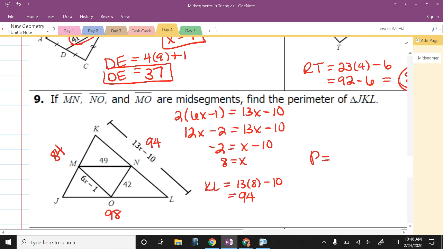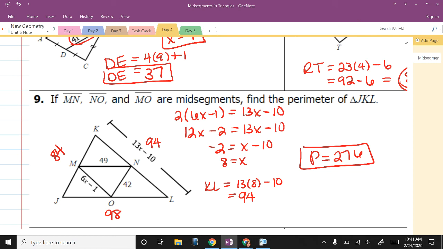So for the perimeter, we add all 3 outside sides: 94 plus 84 plus 98. What do we get? 276. They didn't tell me any units, so if they had said inches or centimeters, we would have included those. I found X first because I didn't want to jumble it up with a bunch of numbers until I found X, and then I just found the rest of them. Can we hang with a problem like that?